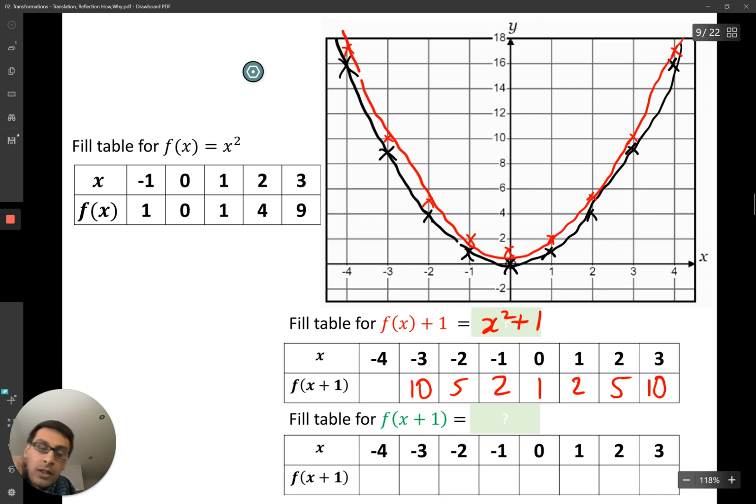Now we're going to look at what happens inside the bracket. Since you've done a recap on functions already, you should know that to work out what's happening here, we're going to put x plus 1 as a replacement for that x in there.